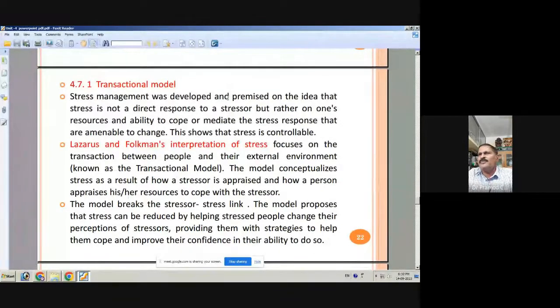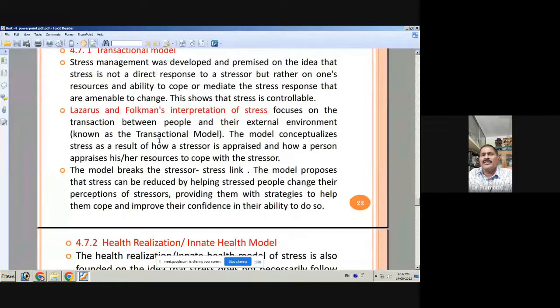Stress management was developed and premised on the idea that stress is not a direct response to a stressor, but rather depends on one's resources and ability to cope with the immediate stress response. Therefore, when we are unable to cope with the stress responses, we are not in amicable adjustment with the situation. The stress is there, but we want to control it. But stresses are always controllable. We must know that.